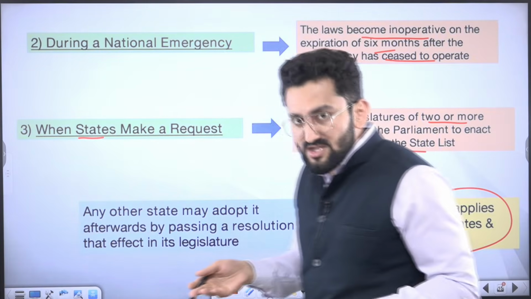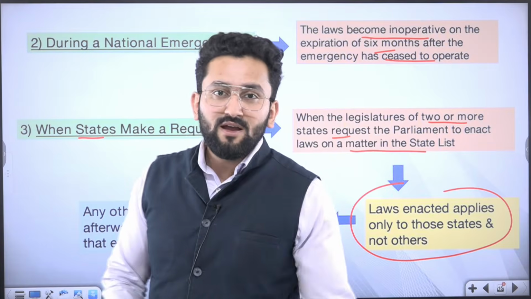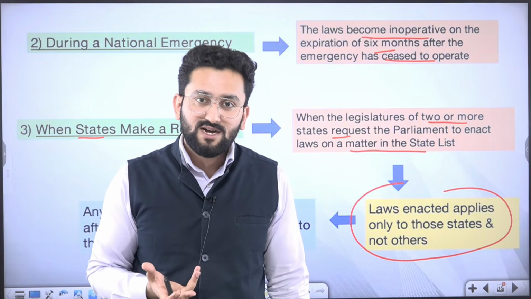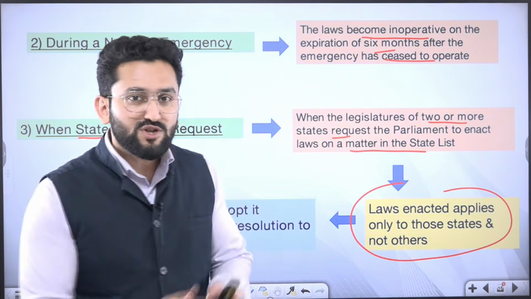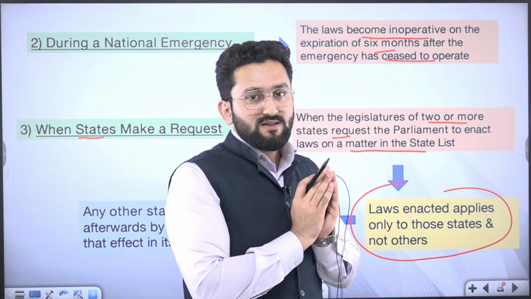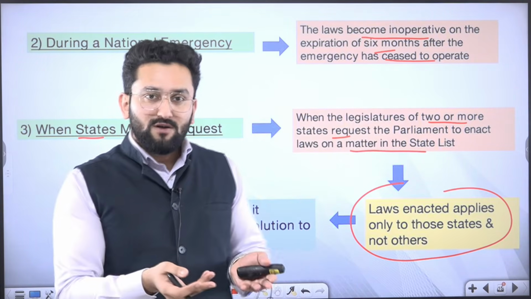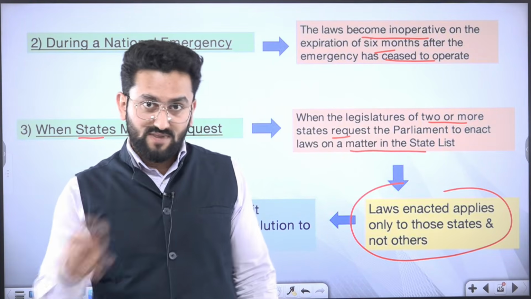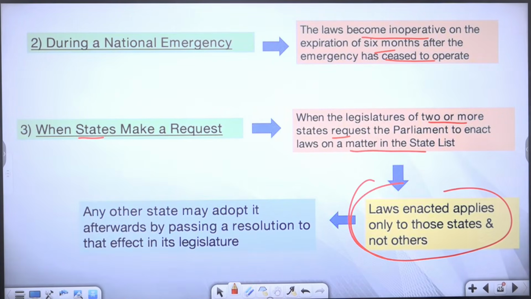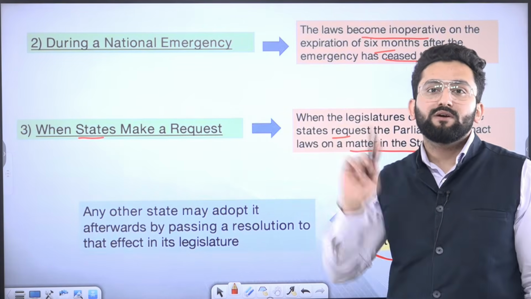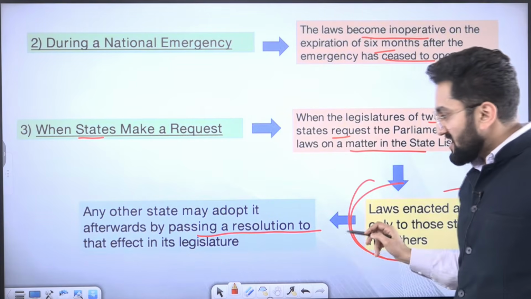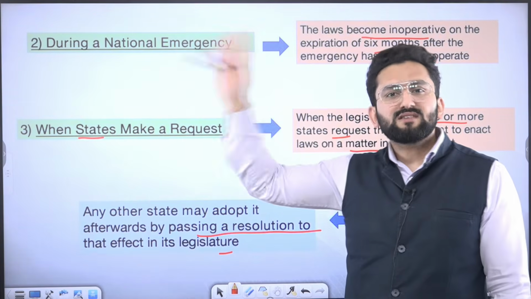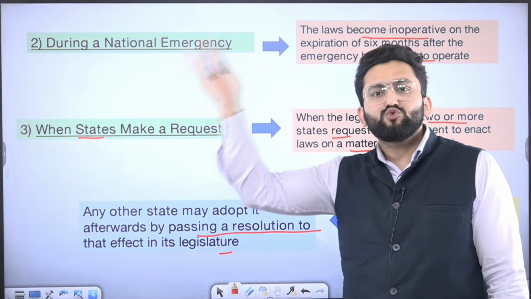Okay, because 2 or 3 states came, right? They may be states which are ruled by the same party which is in power in the center, right? So it is not going to be like 3-4 states ruled by the same ruling party in the center come and say, sir, make law on state subject as well, and now Parliament is empowered to make law for all the states. No, it is going to be applicable only to those specific states. Any other state may adopt it by passing a resolution to that effect in their legislature. Okay, that is their raza, their wish. If they want, they can do that.